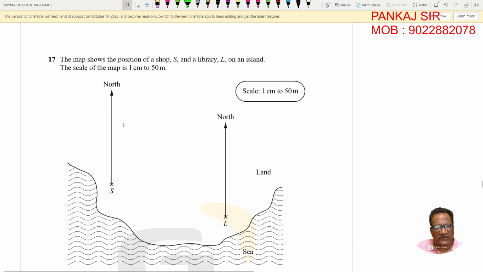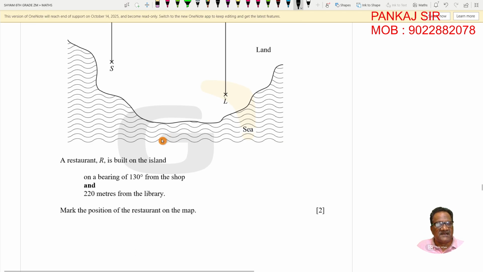Now let us see what the question says. A restaurant R is to be constructed on this particular island, and this restaurant R is on a bearing of 130 degrees from the shop and 220 meters from the library. Now you should be able to interpret the meaning of this. What is the meaning of a bearing of 130 degrees from the shop?